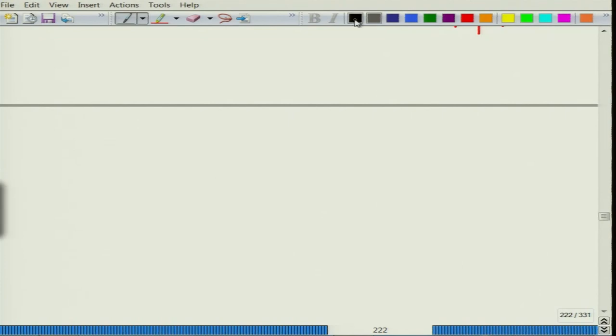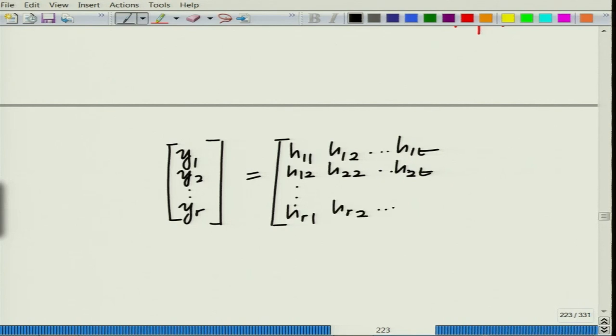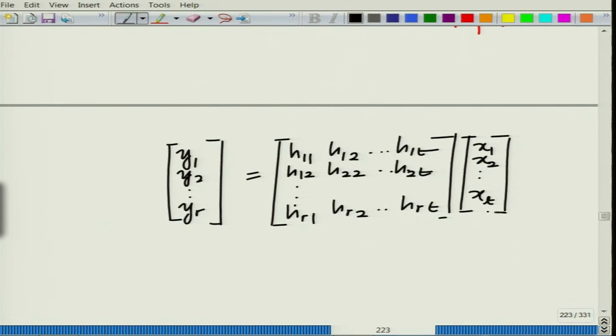Therefore, I can write the model, often known as the system model: y1, y2, yr equals the channel matrix, which is R cross T, times the transmit vector comprising the T symbols, plus the noise vector.